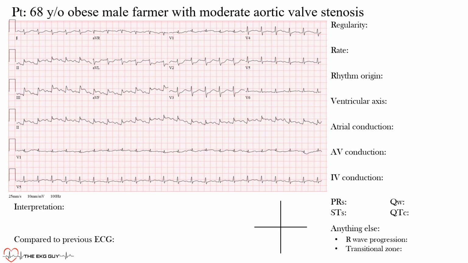So this week we have a 68-year-old obese male farmer from Minnesota with moderate aortic valve stenosis. He presents with this EKG to us. What I want you to do is try to go through these things over on the right to make your way through the EKG. Then we'll go through this all so you'll understand our approach and then make a final interpretation. When you're ready, restart the video and we'll go through this together.